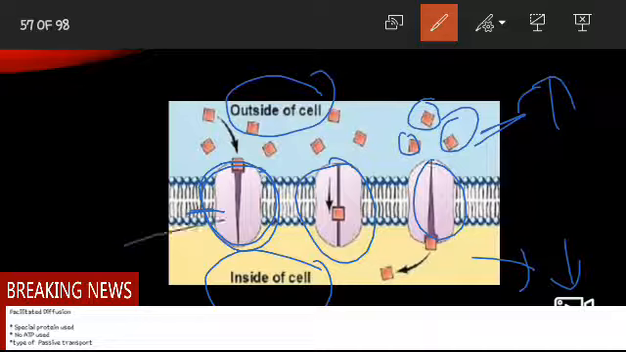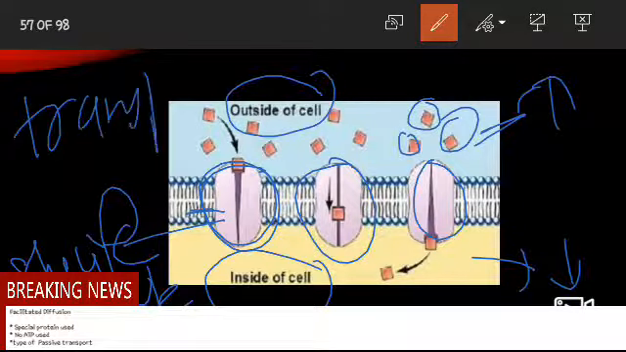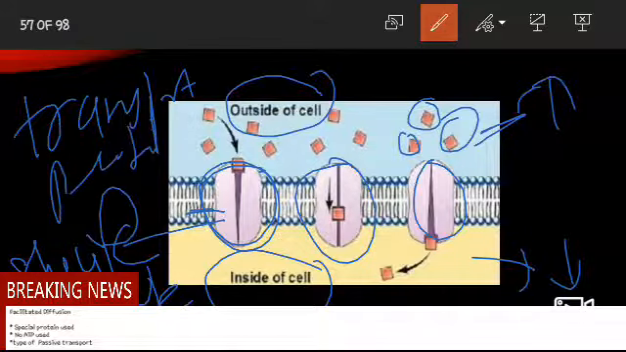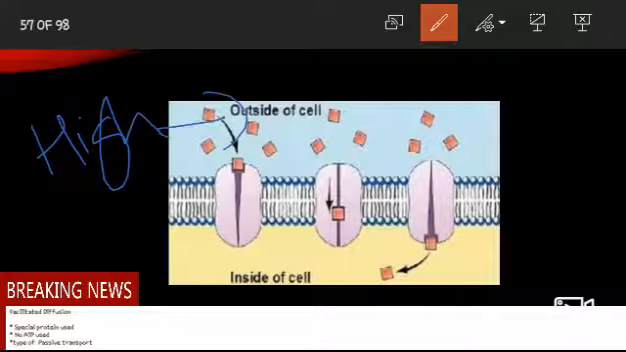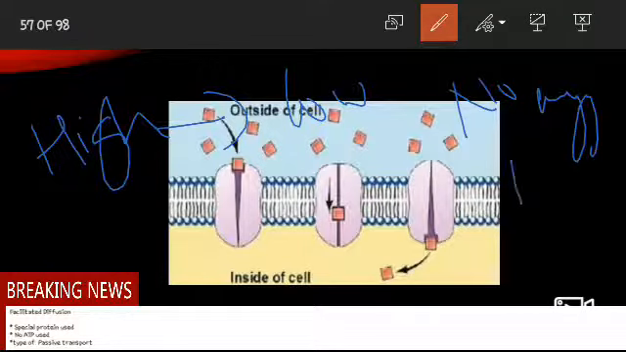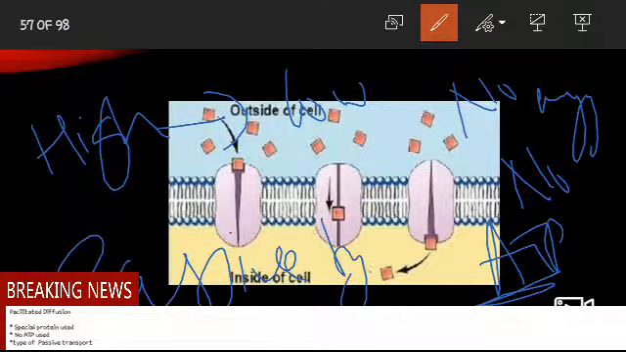These are the special proteins. You can say that transport proteins, because with the help of these, molecules are translocated from outside to inside. In facilitated diffusion, as the movement is from high concentration to low concentration, so no energy is used, that means no ATP is used. It is a passive type of transport.